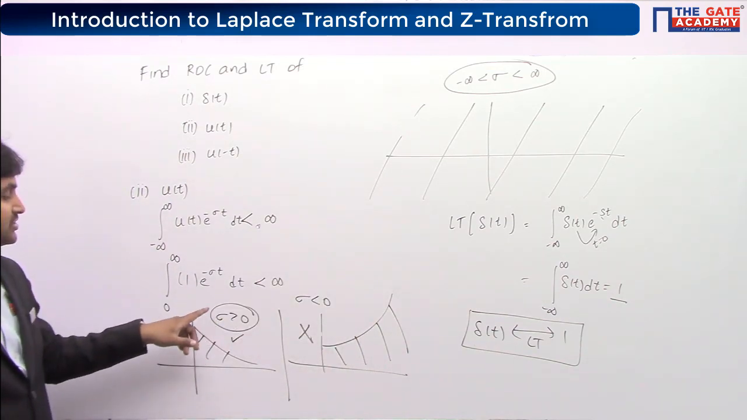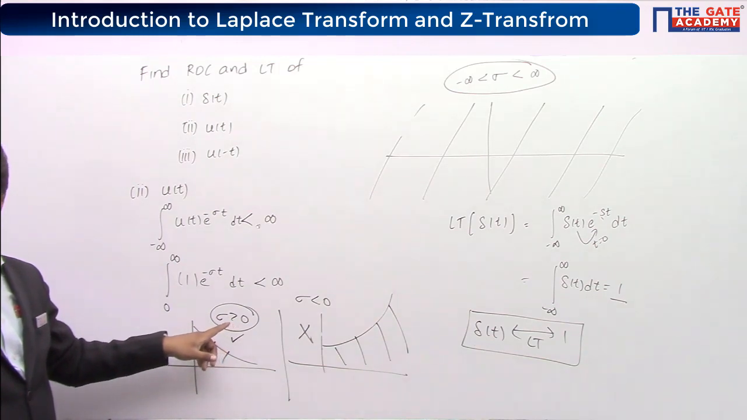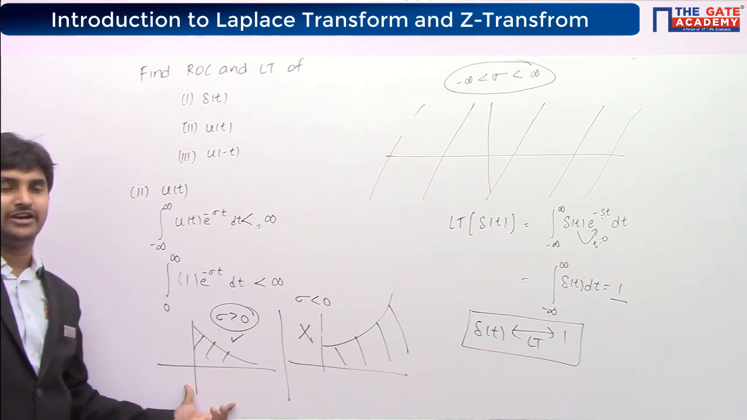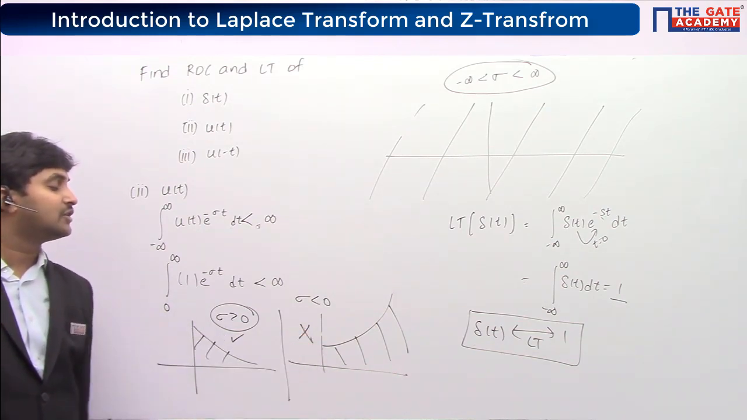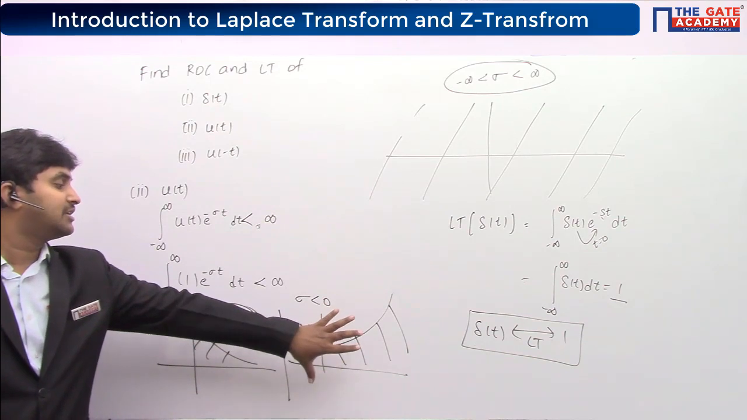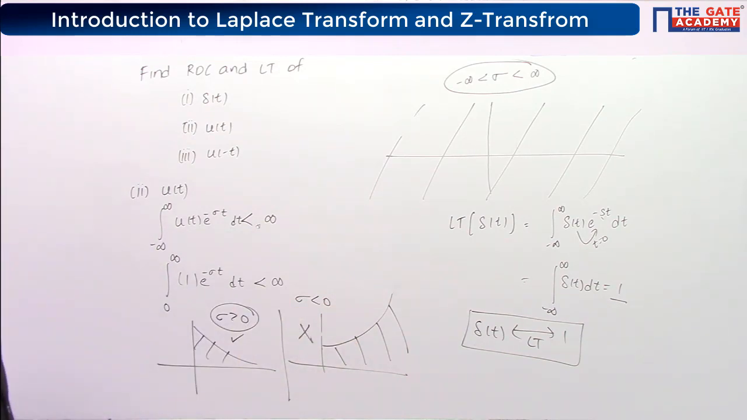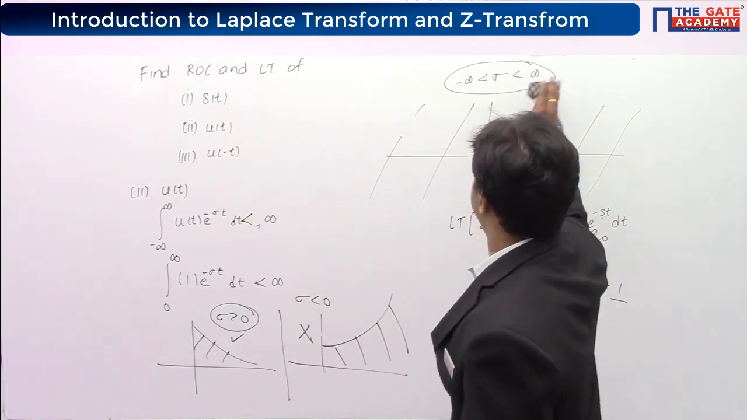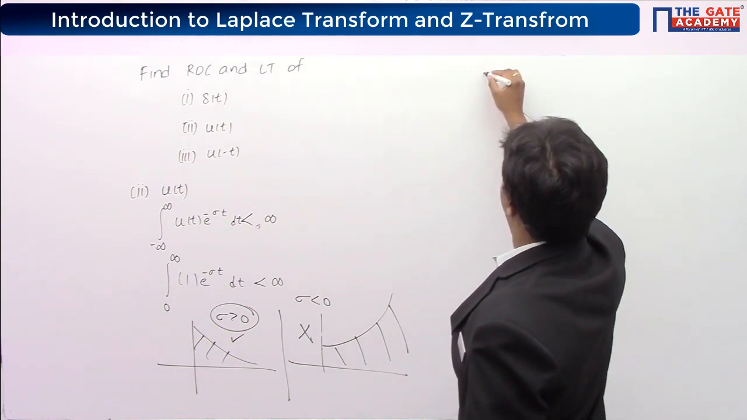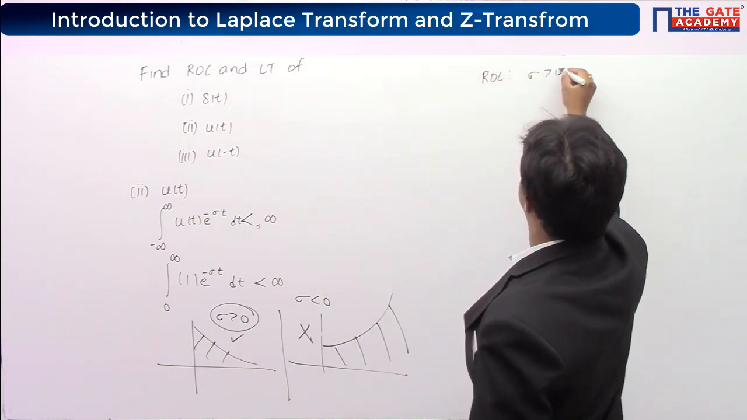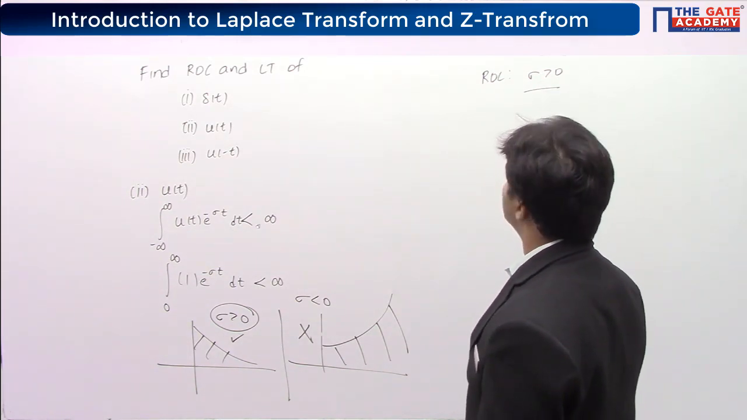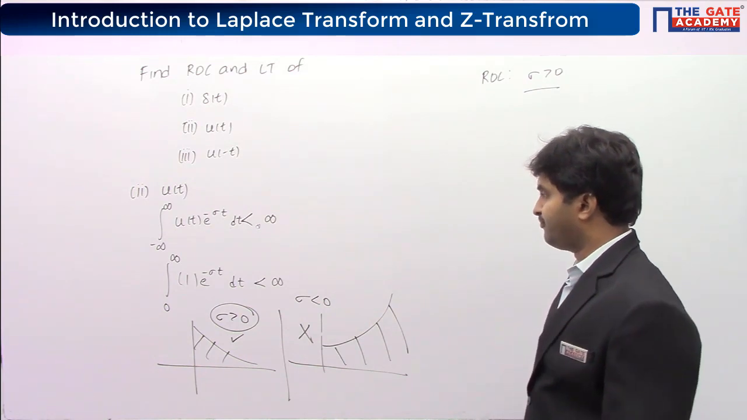So when you consider sigma greater than 0, the area will be a finite value. Here the area is not a finite value, so we cannot consider this region of sigma. Therefore, the ROC in this case, for u of t, is going to be sigma greater than 0.